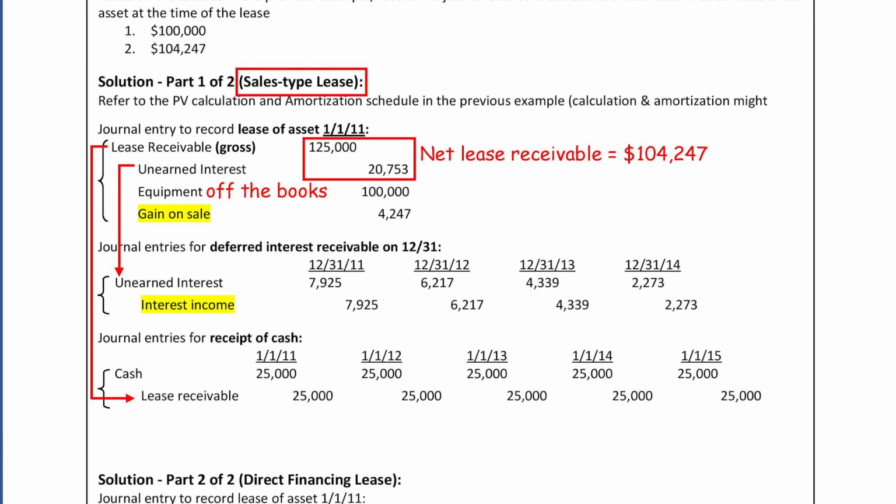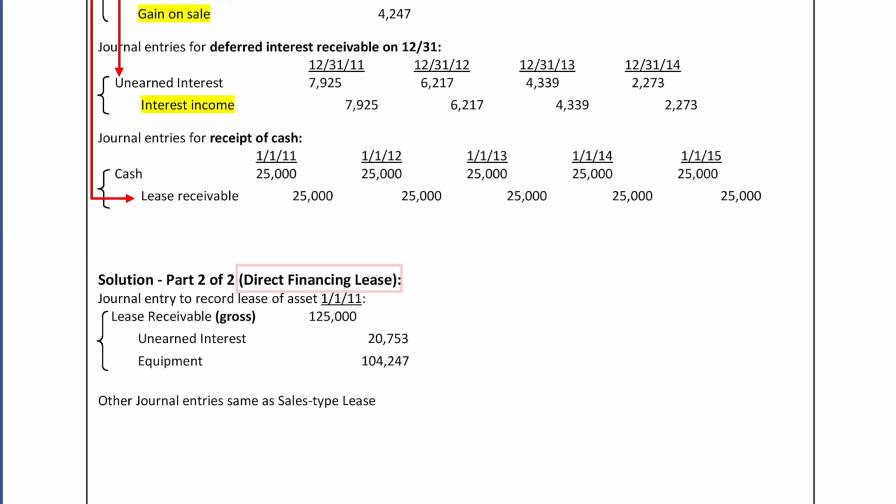Now the second part we're looking at, put a box around direct financing lease. And make a note there, no gain on sale, only interest income. So in case of a direct financing lease, the PP&E was on the lessor's books for 104,247. The lessor did not make a gain on sale, but he's still going to have interest income as and when the unearned interest is being amortized over the lease life.